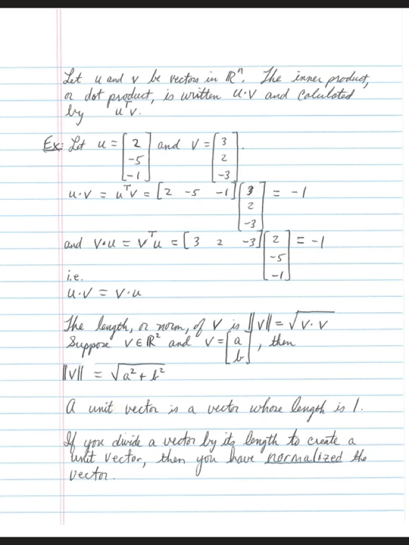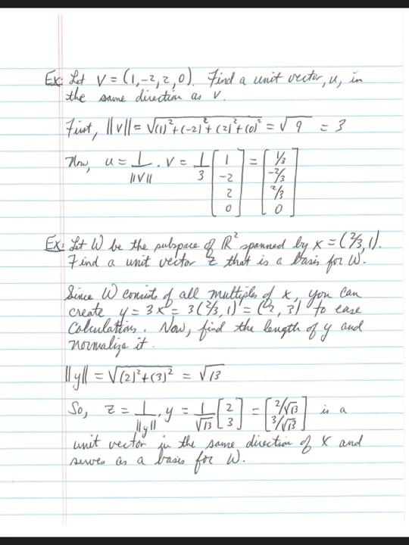A unit vector is a vector whose length is 1. If you divide a vector by its length to create a unit vector, then you have normalized the vector. Let's take an example. Let vector V have the values 1, negative 2, 2, and 0. Find a unit vector U in the same direction as V. Now that's just fancy language to say normalize. So if you're going to normalize a vector, you're finding a unit vector that points in the same direction.